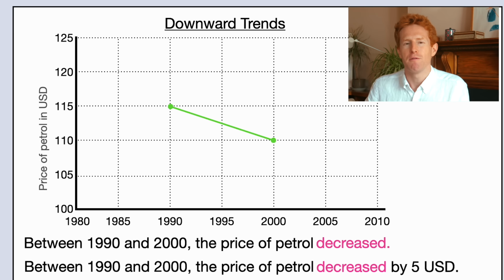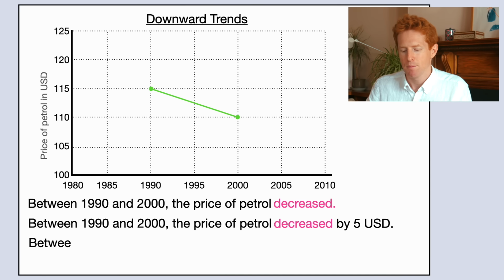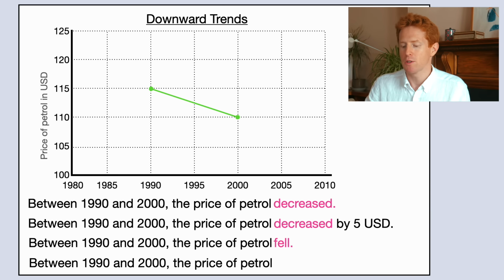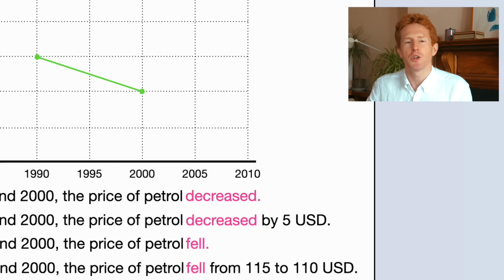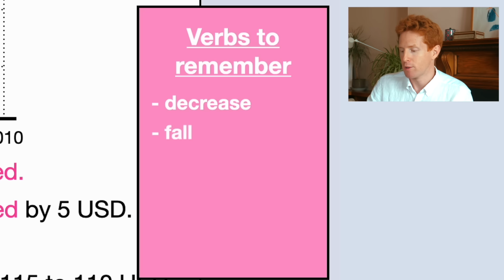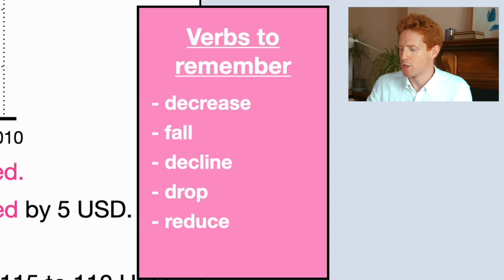Even better. What other vocabulary and verbs are there for describing this downward trend? Well, we could say, between 1990 and 2000, the price of petrol fell. Or even, between 1990 and 2000, the price of petrol fell from $115 to $110. I want to show you some useful verbs to remember for describing downwards trends. So we've got the typical ones, decrease, fall, but we can also use other verbs like decline, drop, reduce, or go down.